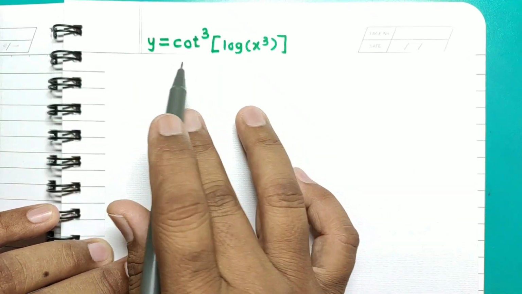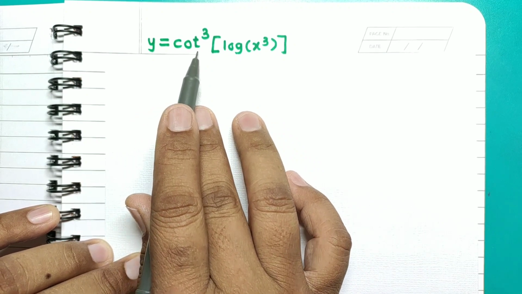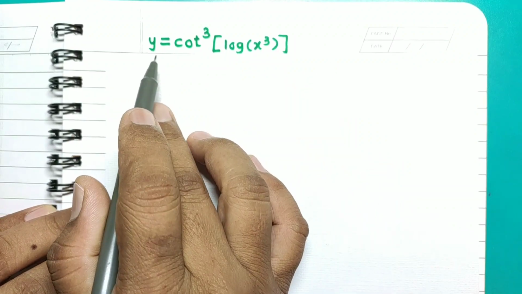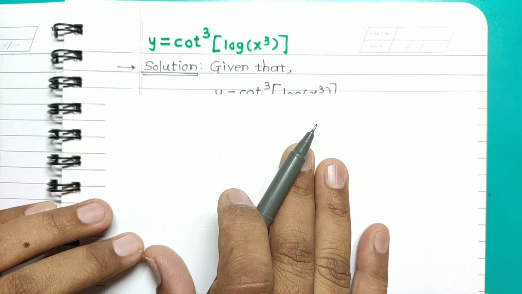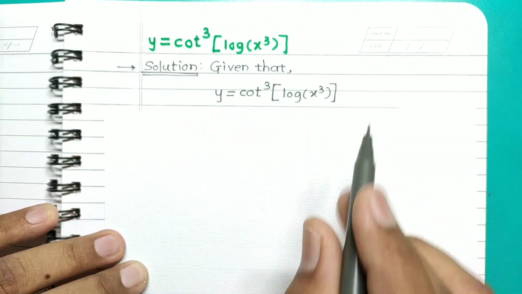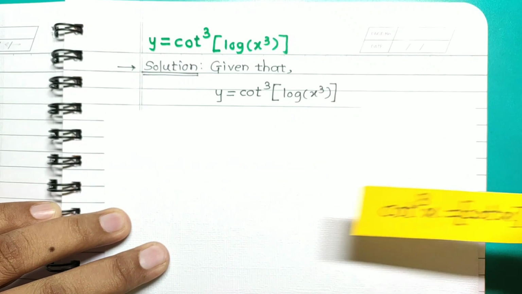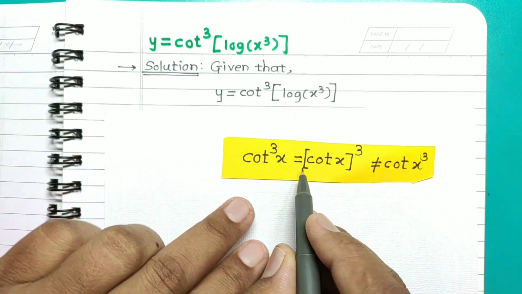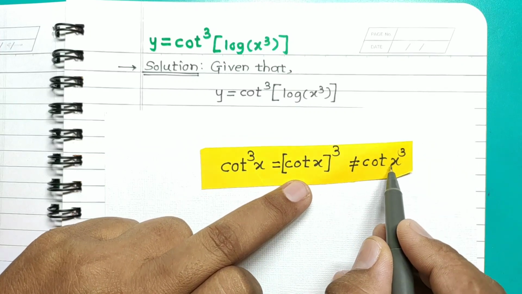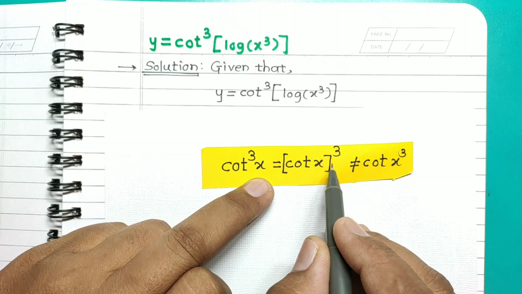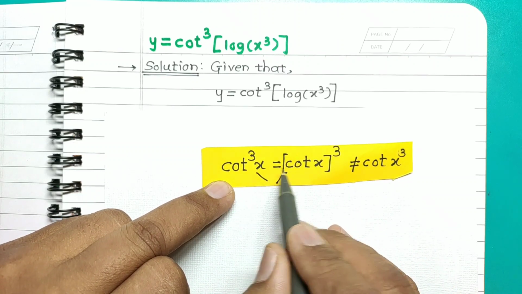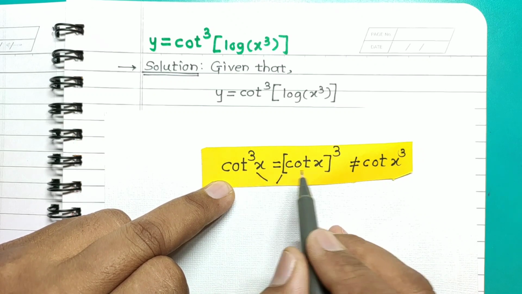Students, the next given function is y is equal to cot cube of log of x cube. So we have to find out dy by dx. In the solution, you write down the given function y is equal to cot cube of log of x cube. We know that cot cube of x is equal to cot x bracket cube, but it is not equal to cot x cube. So this bracket is important here. Both these two terms represent the same product of cot x 3 times.